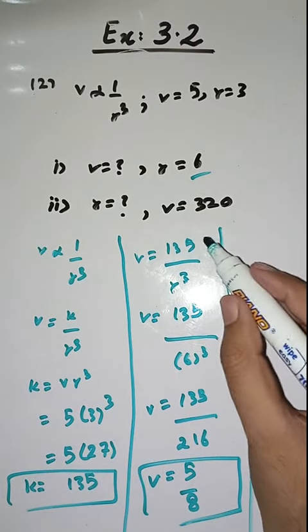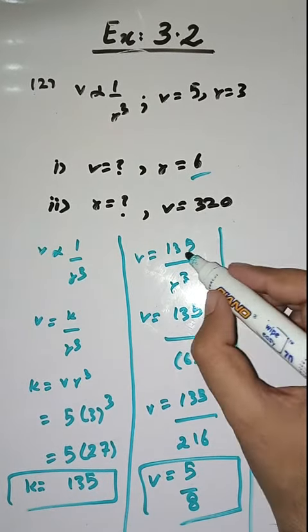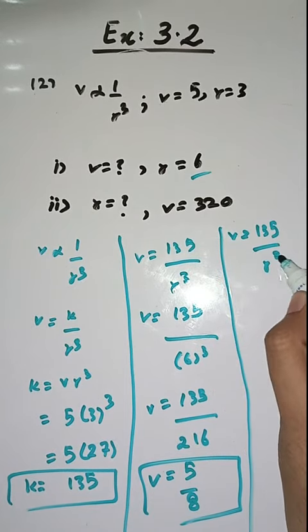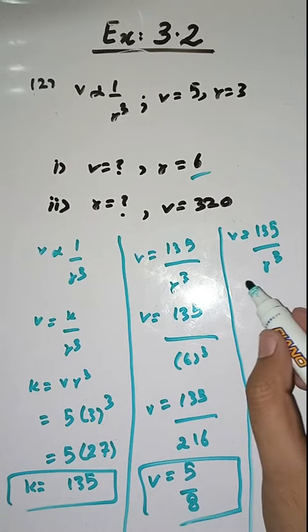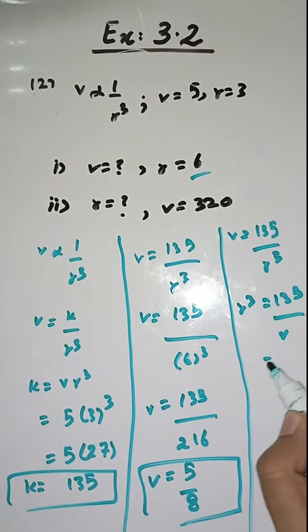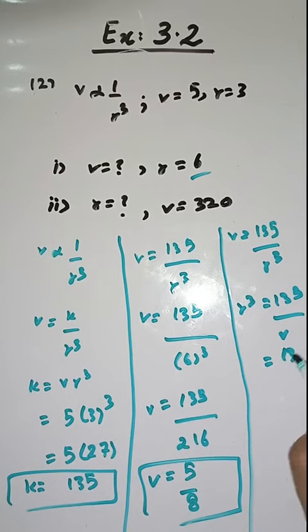Second part is find value of r when v is equal to 320. So we again use this relation, v is equal to 135 over r cube. We have to find the value of r, so we separate this. R cube is equal to 135 by v. So v is given 320, so 135 over 320.